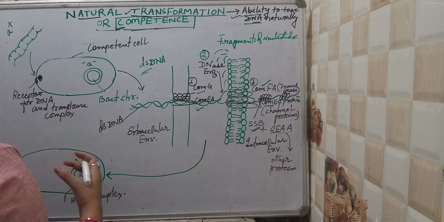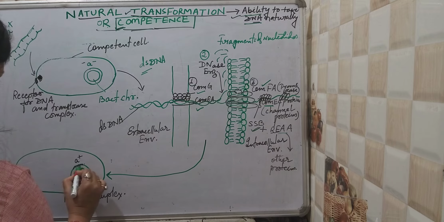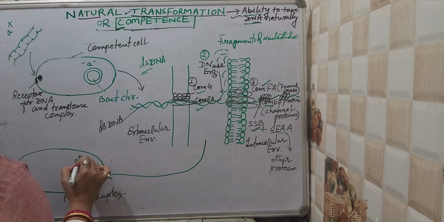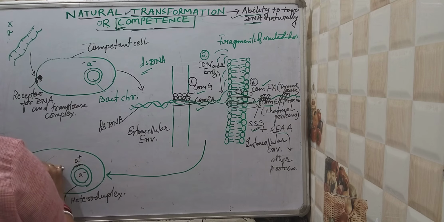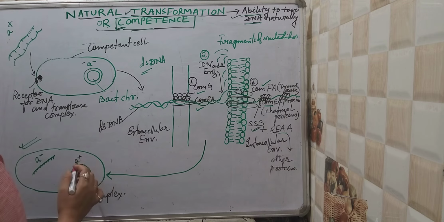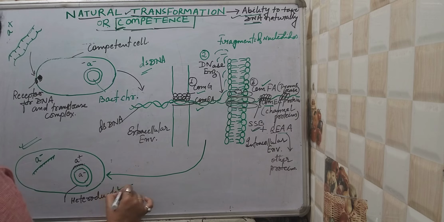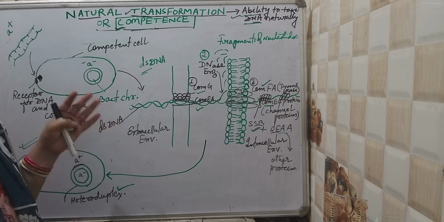Okay, so now this single-stranded DNA was replaced by this single-stranded DNA of exogenous DNA, and this DNA of the chromosome of the competent bacterial cell is getting replaced. So here it is negative. Okay, so now here we can see, is this clear to you? Now, the single strand of this donor DNA is integrated into the chromosome of the recipient cell, and a heteroduplex is being formed here. So this is all about the competence mechanism or transformation mechanism.